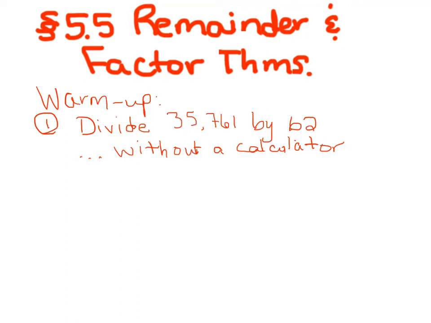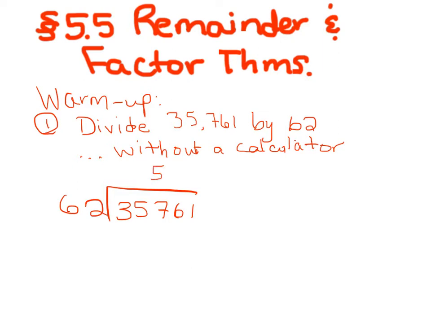It's helpful tonight to refresh your memory on how to do long division. So if you take 35,761 and you want to divide by 62, you would say, oh, well, 62 doesn't go into 35, but it's going to go into 357, let's say 5 times.